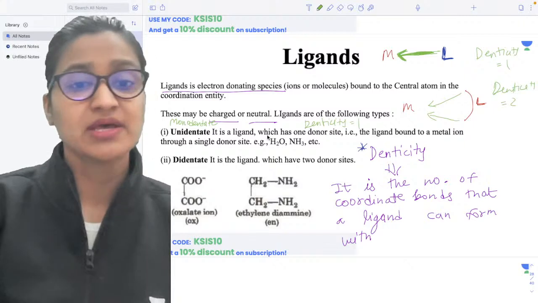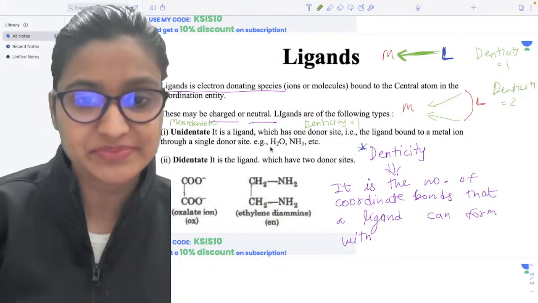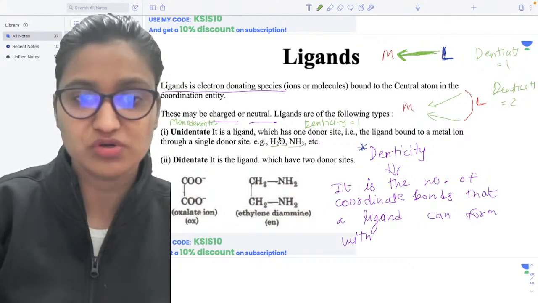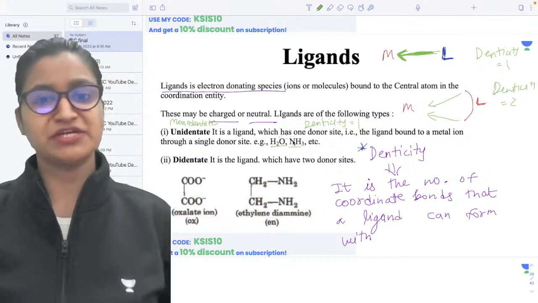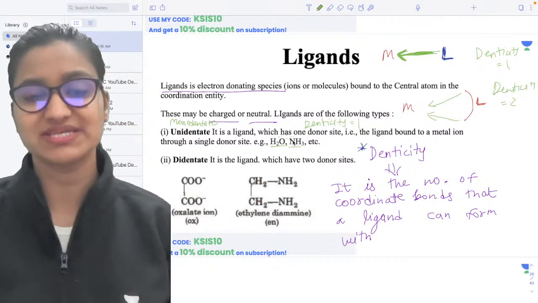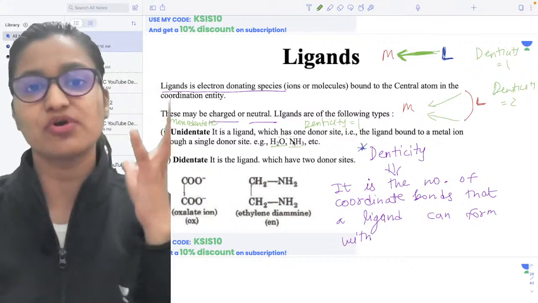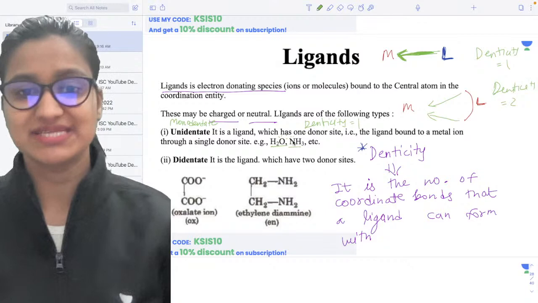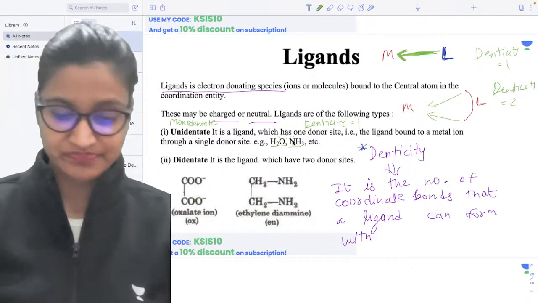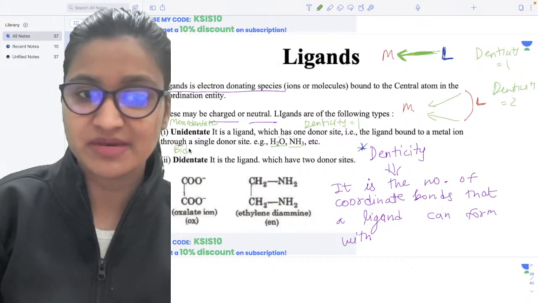Okay, so yes, monodentate is a ligand which has one donor site. Examples are H2O and NH3. Oxygen here has 2 lone pairs, and in NH3 nitrogen has one lone pair. So their denticity is 1 because they can form only one coordinate bond with the central metal atom or ion. Okay, then you have didentate, which you also call bidentate.